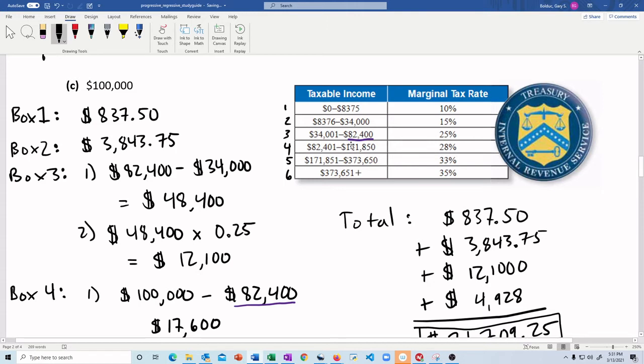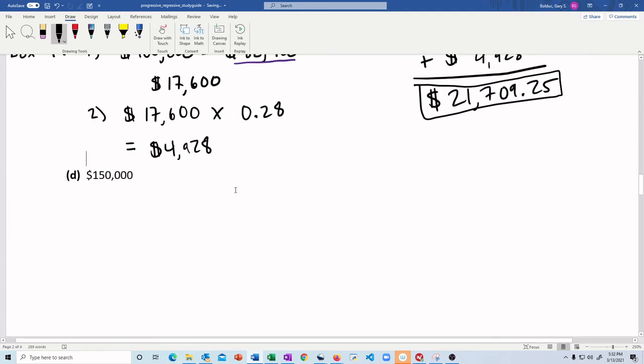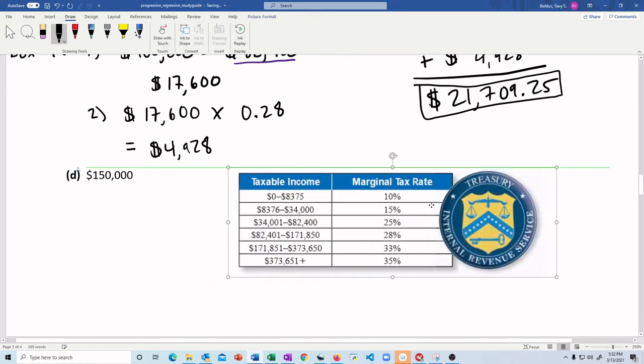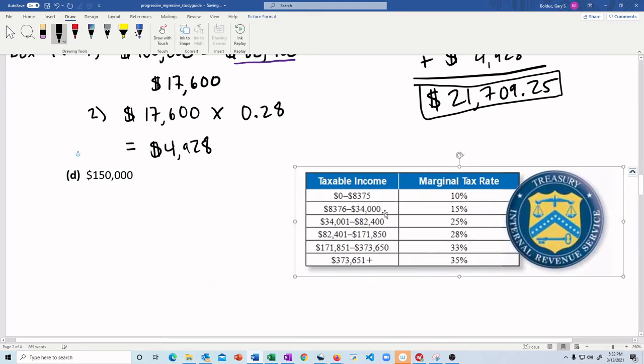Not that you will get taxed at 28% for all your money. That's not how it works. It just means that that's the highest level that your money will be hit at. Some portion of it will be hit at a 28% rate, but not all of it. All right, $150,000. So let's bring this back down so we don't have to keep going up.